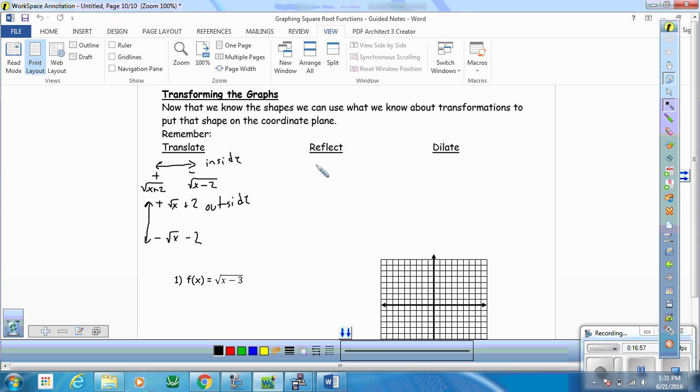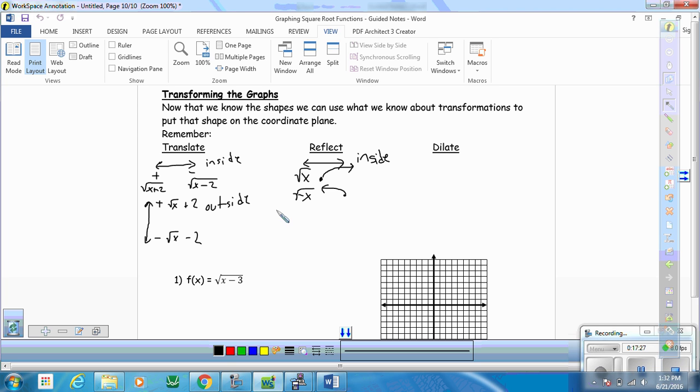So if you remember, if I want to flip it horizontally, left to right, that's going to be inside. So if it is multiplied by a negative, that would flip it the other direction. So something like square root of x is still going to go to the right, but the square root of negative x is going to go to the left because it's going to get flipped.